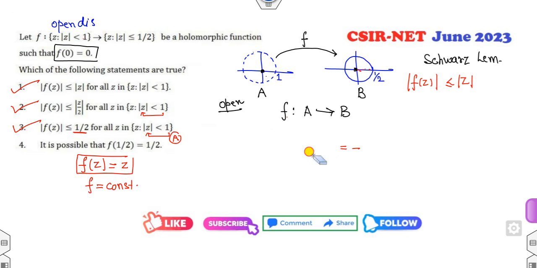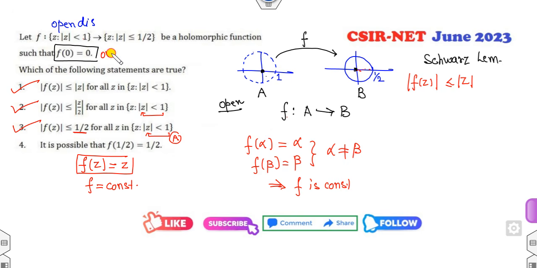Why? As I suggested in the earlier tips, if you prove that you have two different points, alpha not equal to beta, which are the same, that means if it admits two points, then only you can say f is my constant. But it has only one point, so it is not possible that f is my constant.